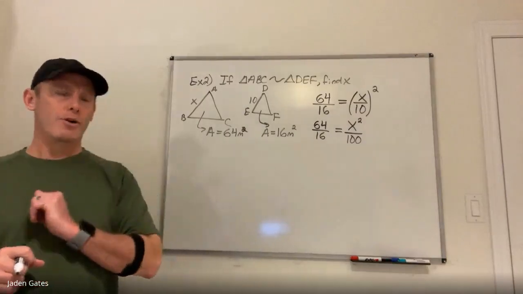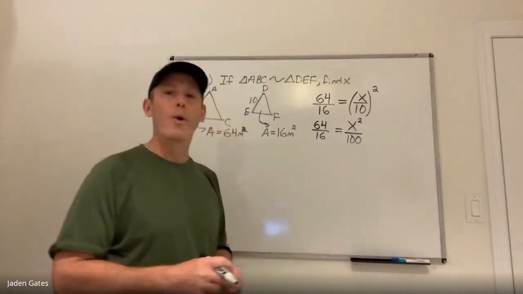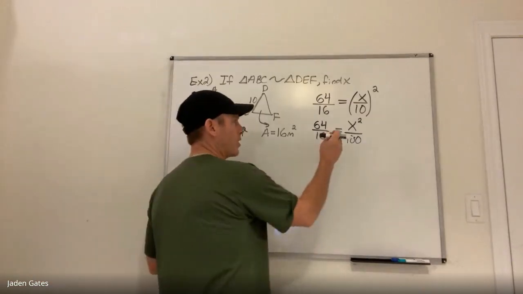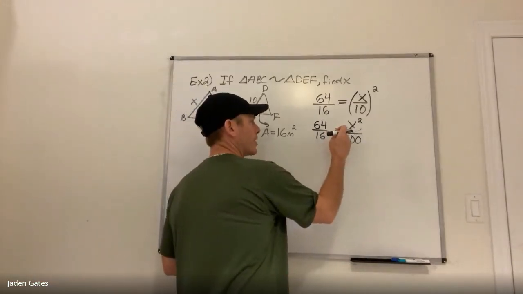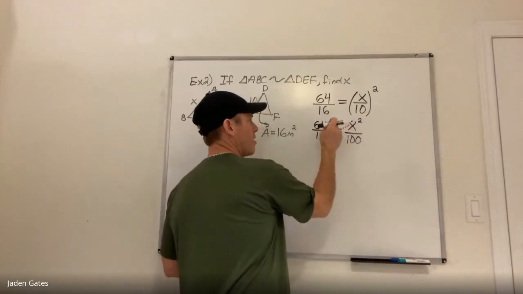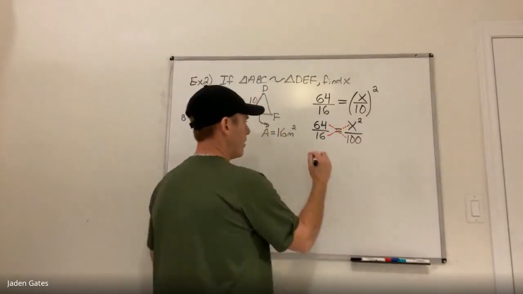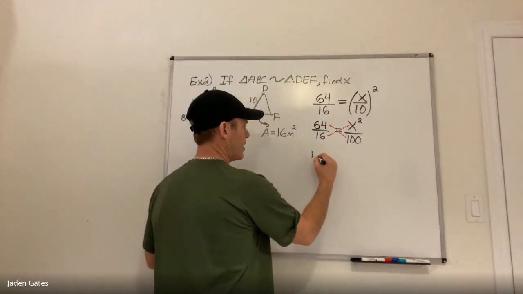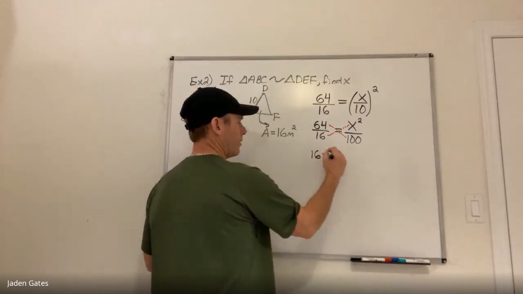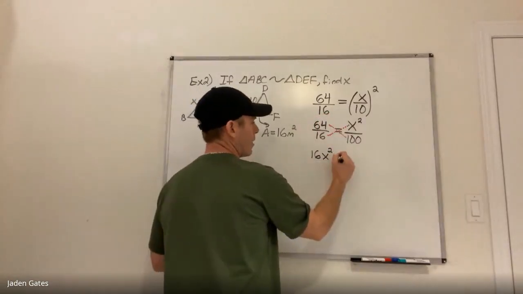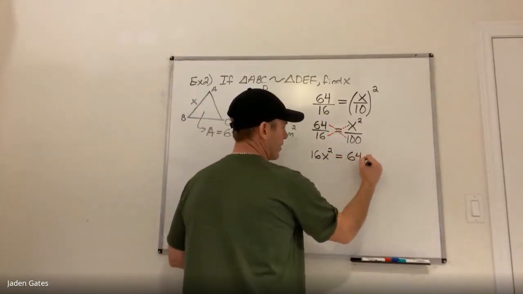Here's something that works. Like I said, we are going to cross multiply. That's how you get rid of fractions, when you have a fraction equaling a fraction. So I'm going to go 16 times x squared, and I'm going to go 64 times 100. All right, so I got 16 times x squared. Then 64 times 100. Well, I get 6,400.